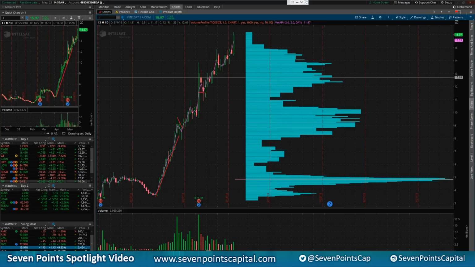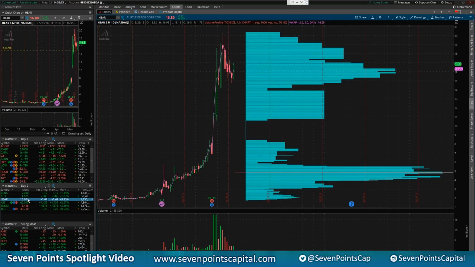So you know that the shorts are in really bad shape. Let's look at another example, HEAR. Now this is one that went from $2 to 6 and then pulls back to 3 and starts to tick up again, and this looks like another great short and starts to go sideways. Look at all the volume that traded here between 4 and 5, between 4 and 6, okay?